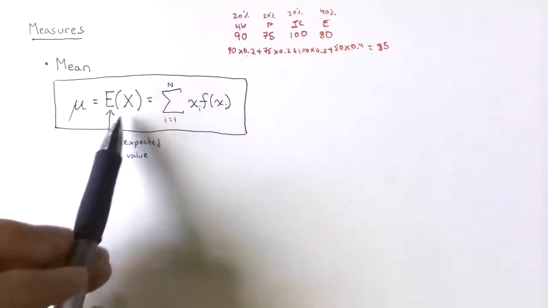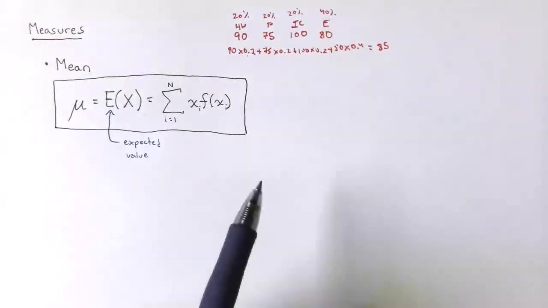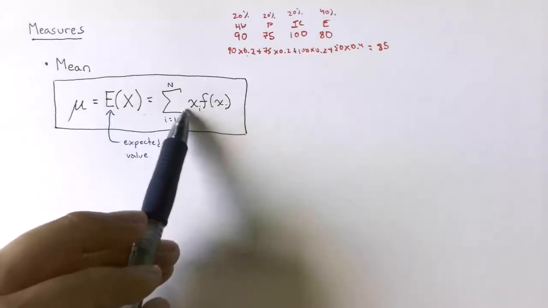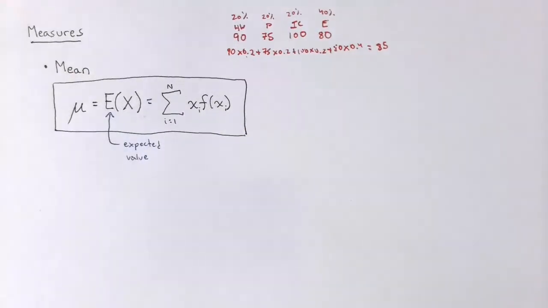Notice that E is a function of capital X because the mean is taken for the entire variable, not for individual outcomes, right? You have to include all of the outcomes here. You add up all of the outcomes, so it's actually a function of the entire variable, not of individual outcomes.